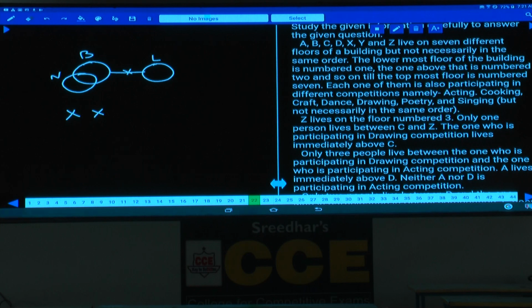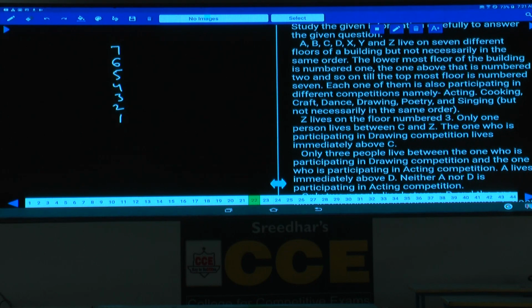Then 22nd onwards. Now question number 22 onwards. What is the information here? A, B, C, D, X, Y, and Z live on 7 different floors of a building, but not necessarily in the same order. Floor arrangement, starting with 7, 6, 5, 4, 3, 2, and 1. The lowermost floor of the building is numbered 1, the one above that is numbered 2, and so on, till the topmost floor is number 7.